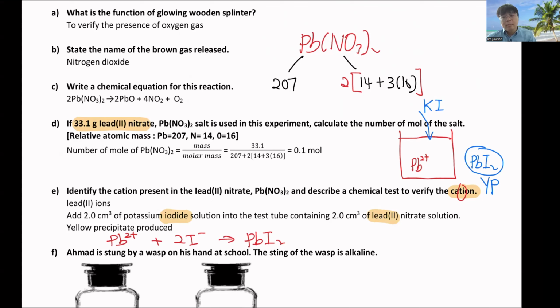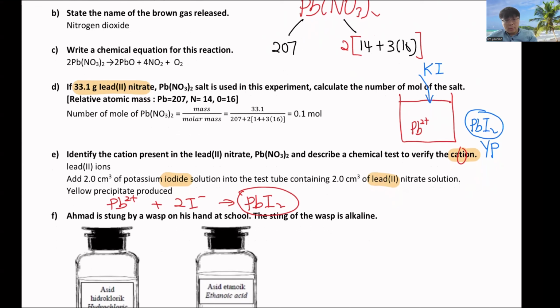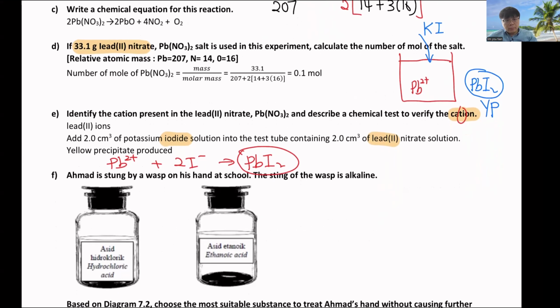yellow precipitate. And if you want to further test this yellow precipitate, you can heat. Because remember I told you before, PbCl2 and PbI2 cannot dissolve in cold water, but if you heat, they dissolve. So if you are asked for a further test, you just heat this mixture, and you realize that the yellow precipitate dissolves when hot, then reappears when cold.